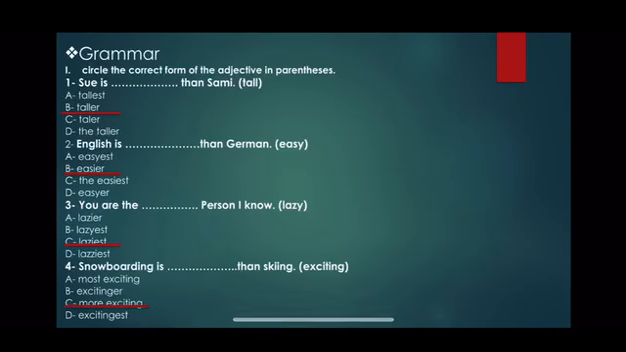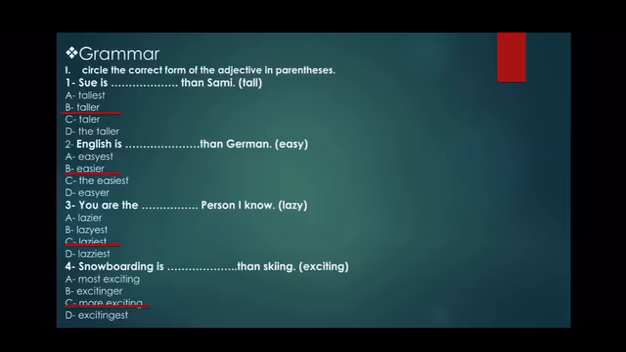Now let's move to part 3, which is grammar. Here you have adjectives, and you're going to compare between them. So you're going to circle the correct form of the adjectives in the parentheses. Sue is taller than Sammy. Here I'm comparing between Sue and Sammy, so I'm comparing between 2 people. So I'm going to use the comparative. I have the adjective tall. Tall is 1 syllable. So I'm going to add -er because I'm comparing between 2. Because I'm using the comparative, the answer is taller.